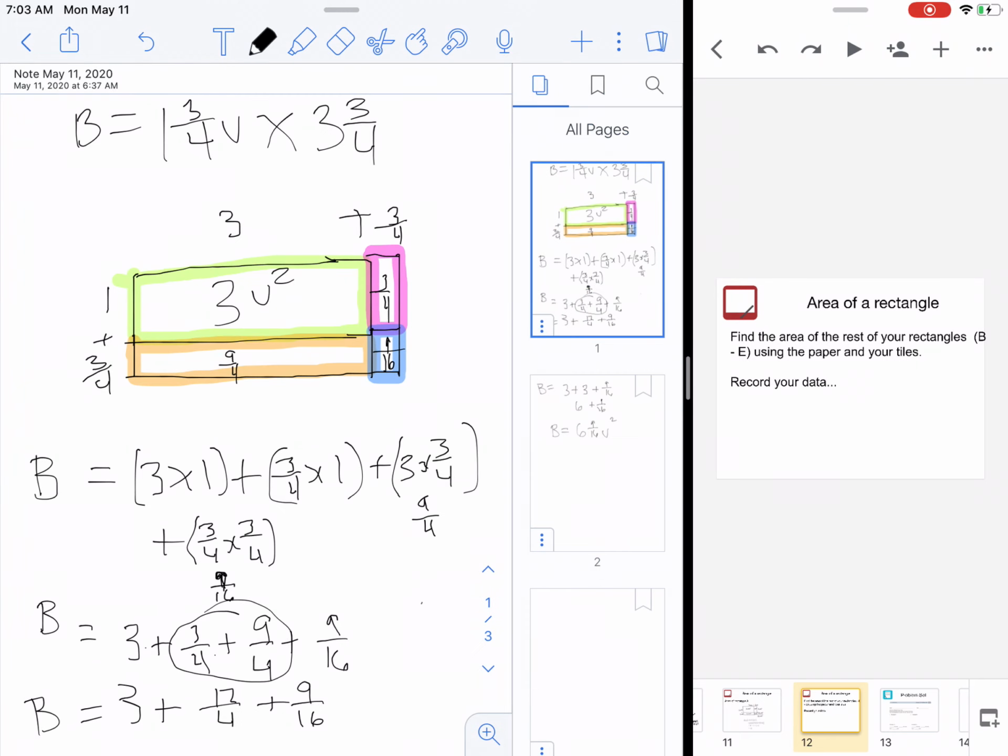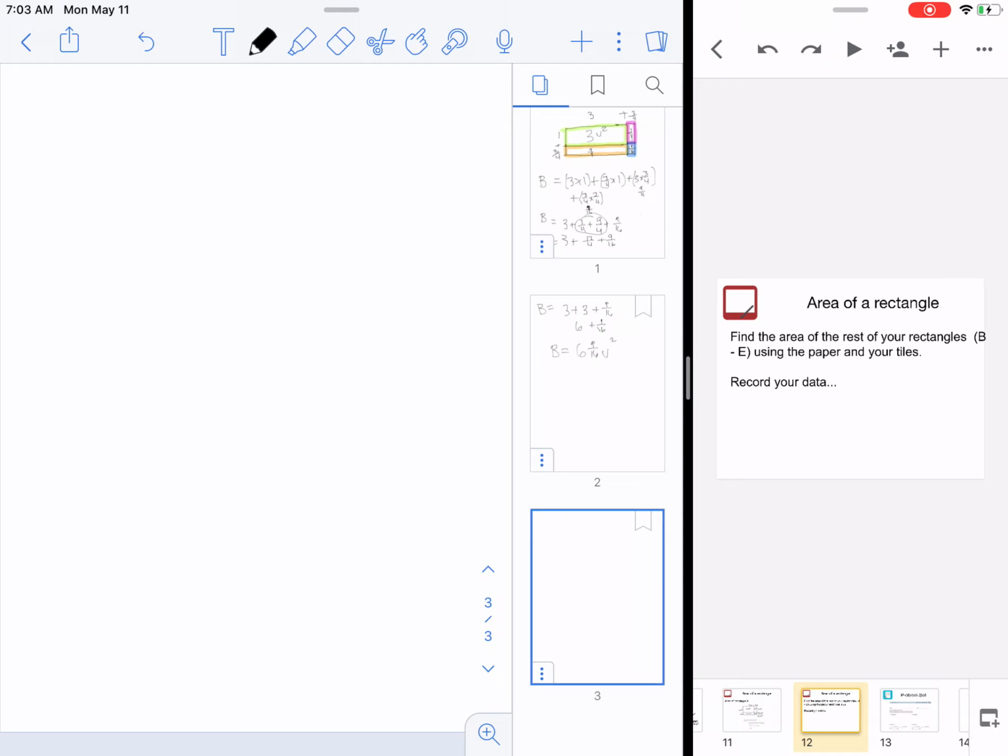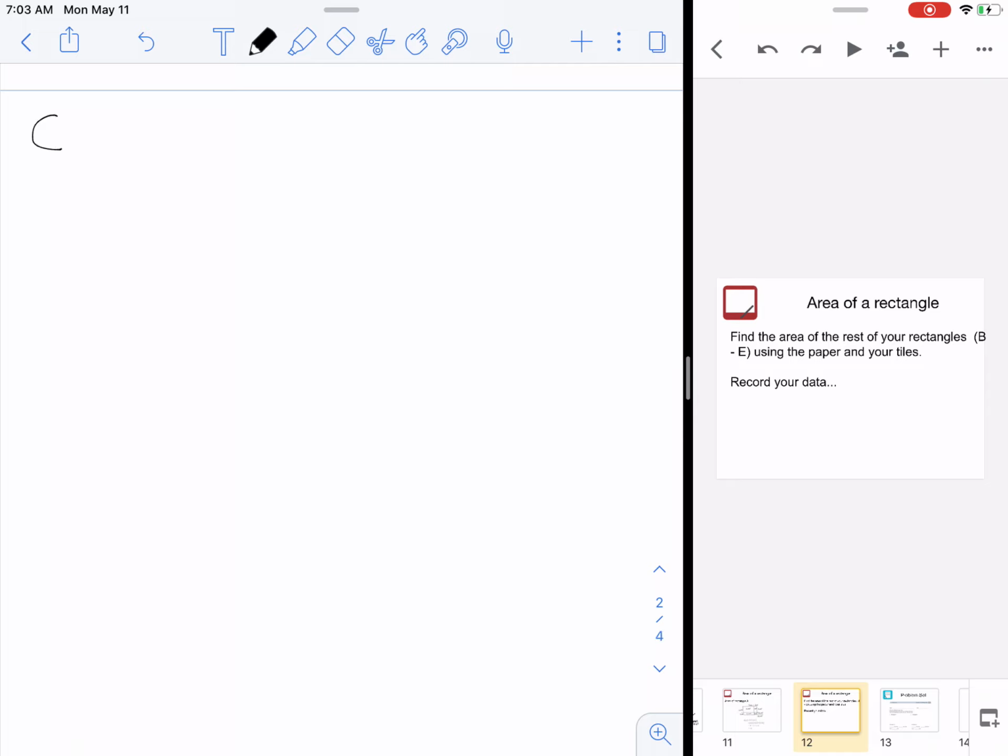Okay, so now you're going to do this one all by yourself, rectangle C. So C is 3/4 units by 1 and 1/2 units. You can solve this using math, you can solve it drawing, or you can do both. Go ahead and pause the video when you are ready. When you are all finished, unpause the video and you can check your work.